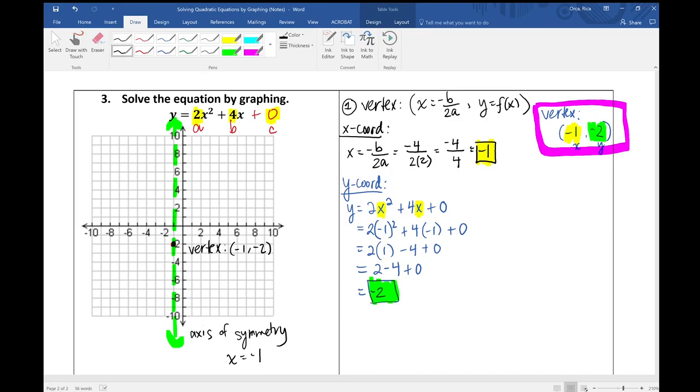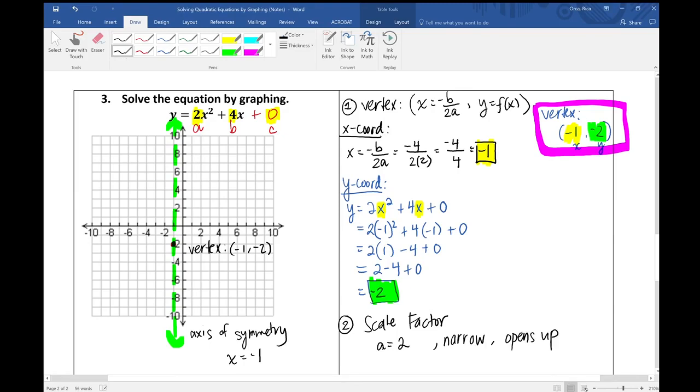Now let's use our scale factor, step number 2. Our scale factor is 2, which means that our parabola will be narrow and it will open up. So from the vertex, let's go 1 unit to the right and 2 units up. Let's draw the reflection. The reflection is going to be 1 unit away from the axis of symmetry. Let's look at what we have so far.